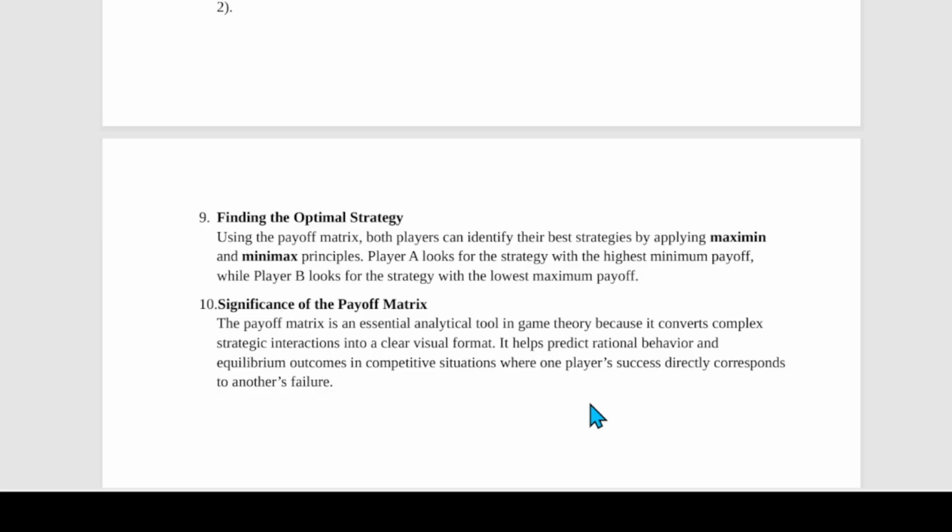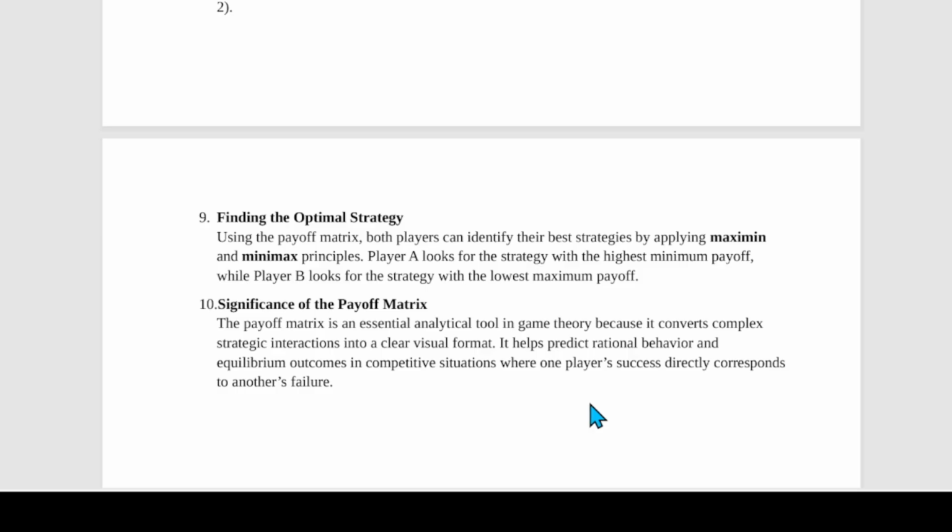And the significance of the payoff matrix is, what is its significance? Is that it simplifies complex competitive interactions into a visual table. It puts our values in a visual table, right? It helps predict rational decision making. It does not predict itself. It helps us come to a rational decision, okay? And then it shows conflict and dependence between the players, right? And it forms the basis for solving zero-sum games mathematically.